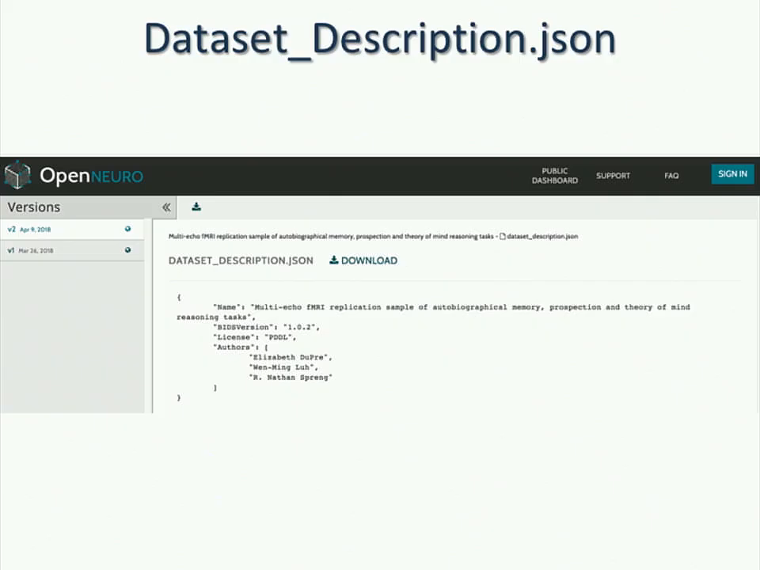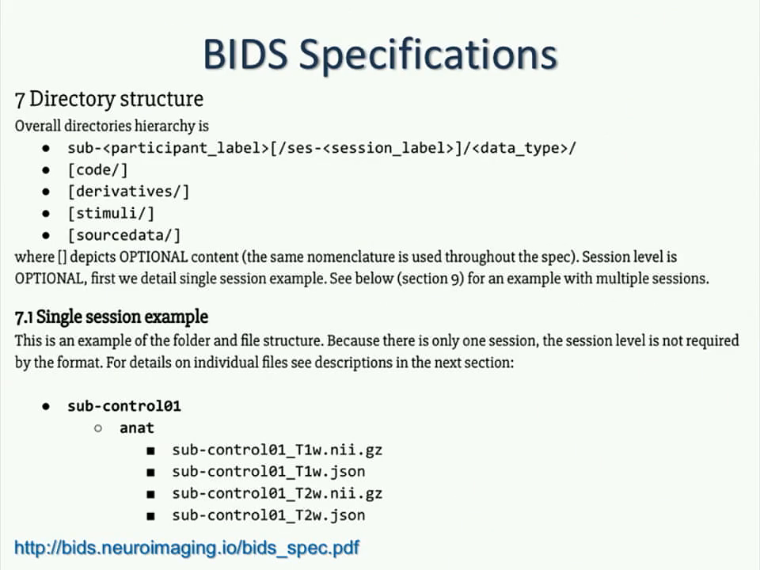And when one looks at the specification, this is the BIDS specification for the directory structure. So it gives you the directory hierarchy where all subjects have sub- some participant label, where that participant label can be yours. And then there are also directories for stimuli, for source data.